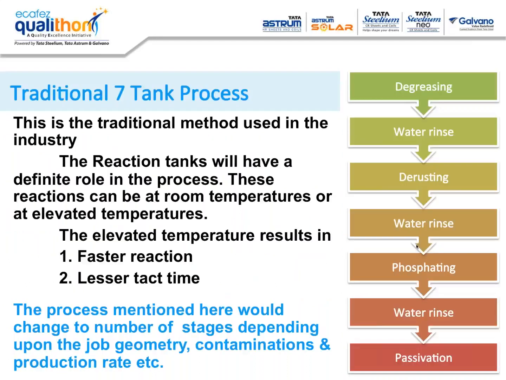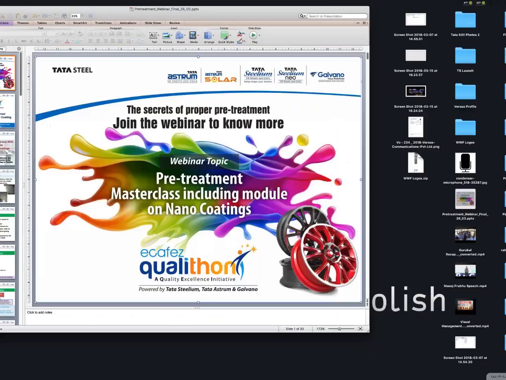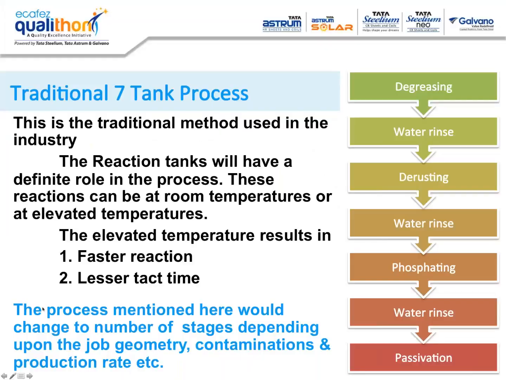Initially, a few years back, we had only traditional methods, out of which one very popular method used to be called the 7-tank process. In this 7-tank process, we have 7 tanks which are listed on your right. The first one is degreasing, then water rinse, then derusting, then water rinse, then phosphating, water rinse, and passivation.